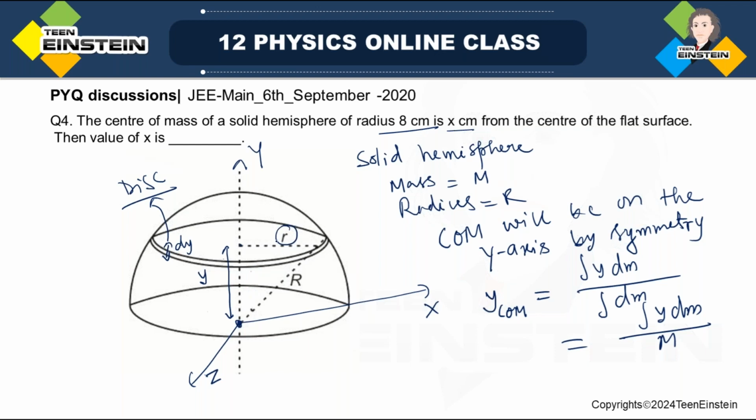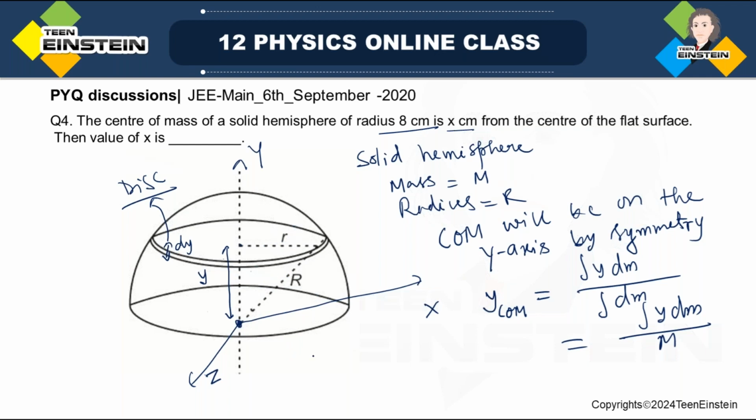So why have I considered a disk here? Because it is a solid sphere. If I have a bigger disk in the middle, then I have comparatively smaller disks, like that. If I gather all of them together, then I'll get this hemisphere. So this is the idea behind considering the disk. In case of a spherical shell, you can consider a ring, but in this case you have to consider a disk, because this hemisphere is actually a solid sphere.